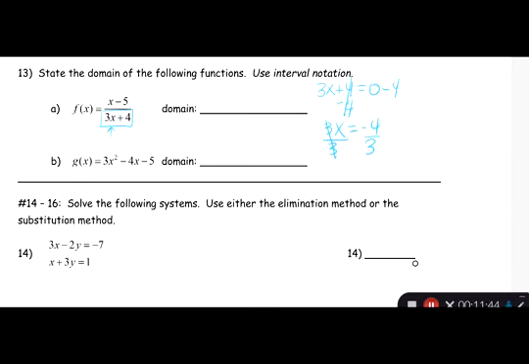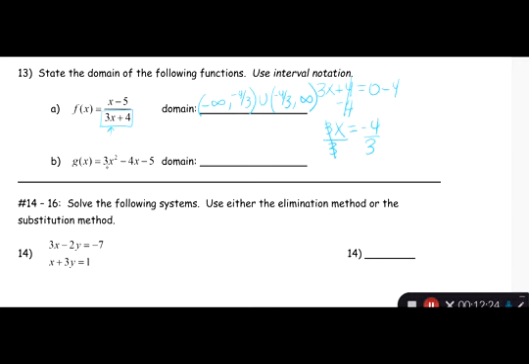Because negative 4 over 3 is going to give me a 0 in the denominator, and that is what I don't want. So I can say negative infinity up to negative 4 over 3. I want to use parentheses because this number is not included. Union with negative 4 over 3, it's still not included, to positive infinity. And that's it. I just have a hole here at negative 4 over 3. I can put any other number in except for negative 4 over 3.